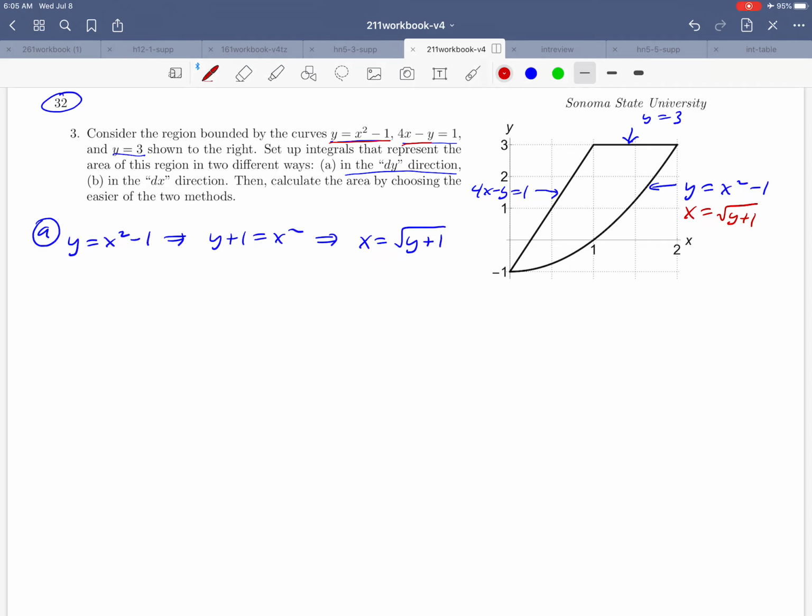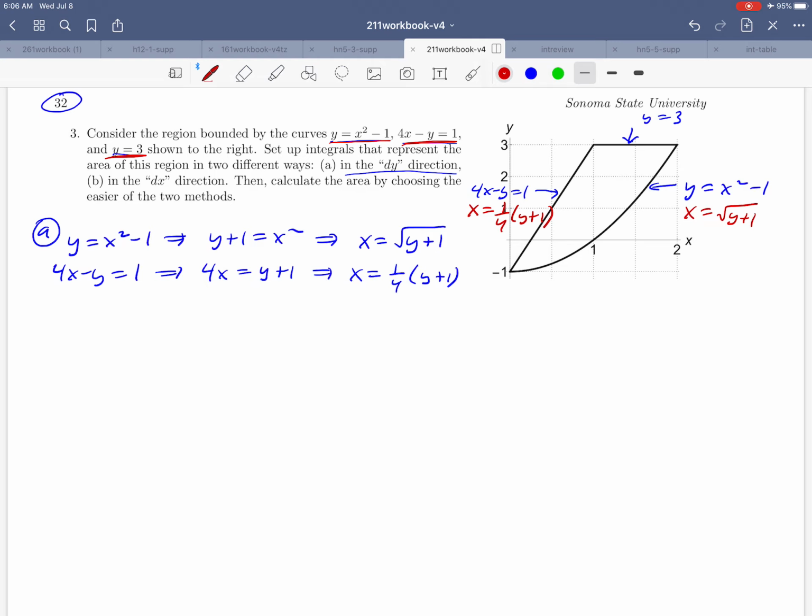Then we come to 4x minus y equals 1. What would that look like if we solved it for x? Well, we add y to both sides and solve for x. We divide both sides by 4 and get x equals 1/4 times y plus 1. That's just a second way of writing the curve over here on the left, 1/4 y plus 1. And finally y equals 3. There are no x's in that equation, so it's not even possible to solve that for x.